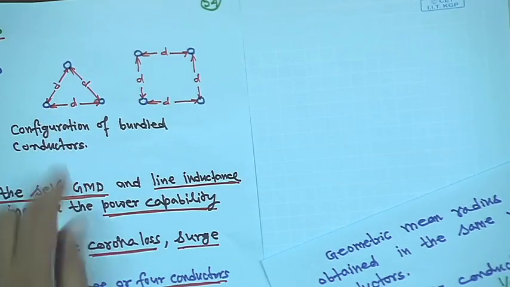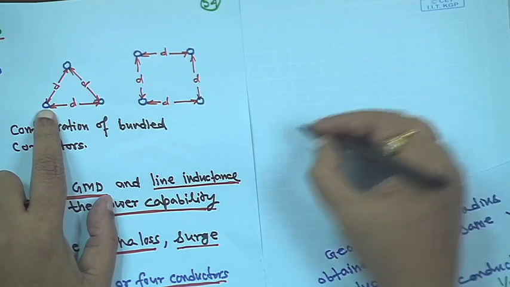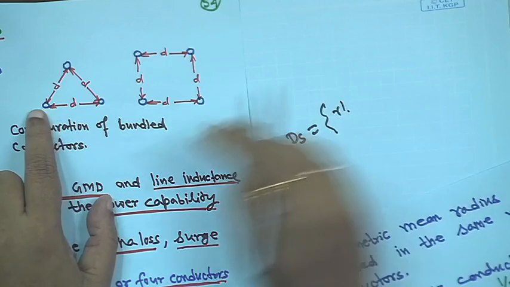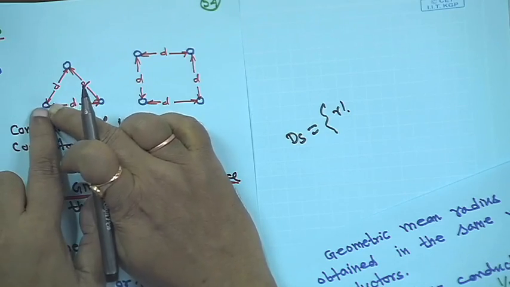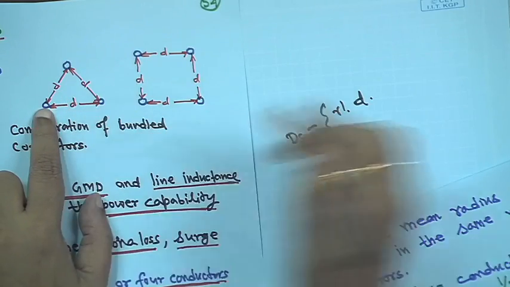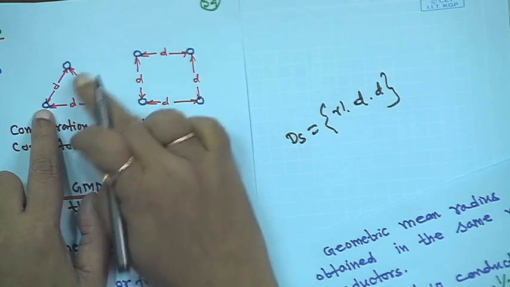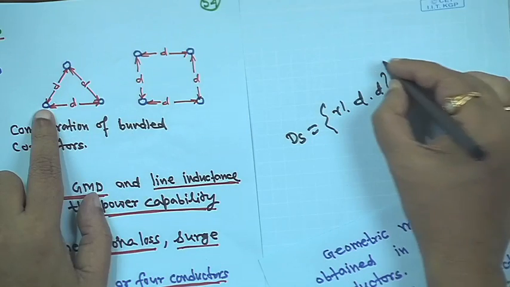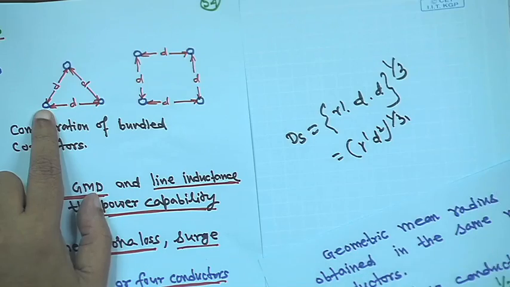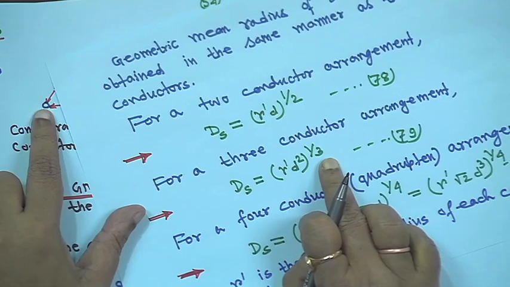How does this happen? Take any conductor. For this conductor, ds is, first, its r dash, then from this conductor take the distance d, and from this other conductor again take d, assuming all the conductors have the same radius r and the same distances, and then take the power 1/3. So it will be r dash d square to the power 1/3 for the 3 conductor case.